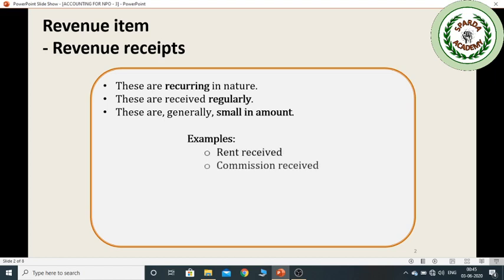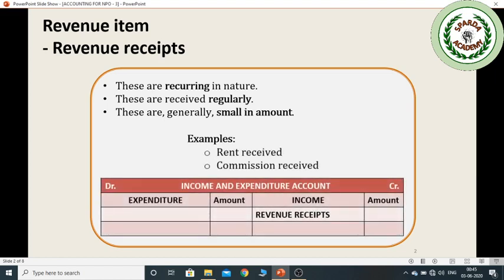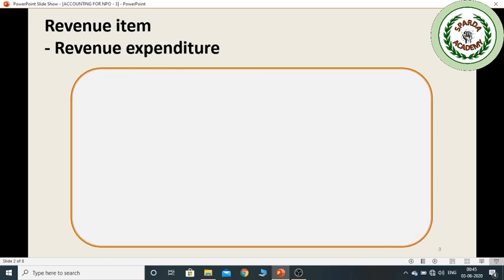For example, rent received, commission received, and these must be written on the credit side of income and expenditure account. While we are preparing the solution, we should write it on the credit side. What we are going to write is revenue receipts only. Okay, fine. Then revenue expenditure.